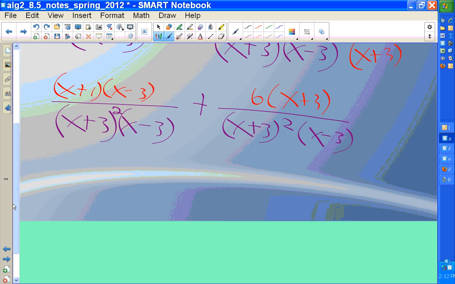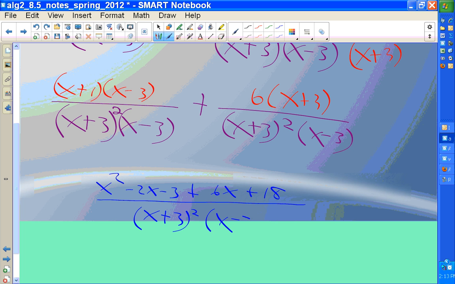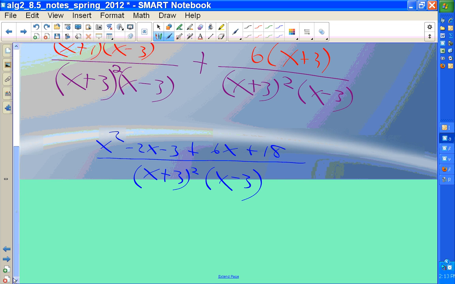Okay? What do we do now? Yeah, and get them over one denominator. So you're going to multiply these out. You're going to get x squared minus 2x minus 3 plus 6x plus 18 over x plus 3 squared times x minus 3. And if you get everything combined on the top, you have x squared plus 4x plus 15 over x plus 3 squared times x minus 3.